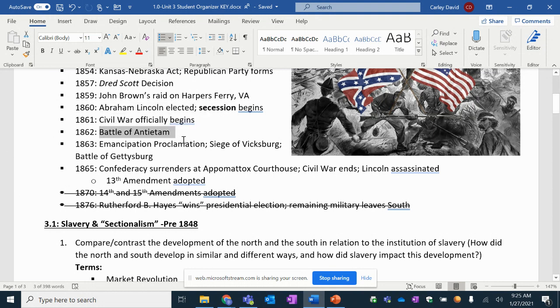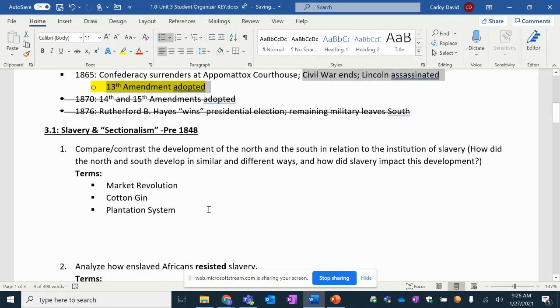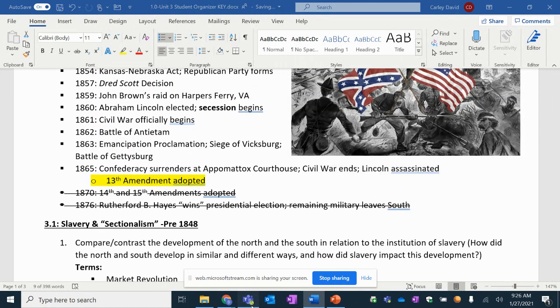That leads into the Emancipation Proclamation, Vicksburg, and the Battle of Gettysburg. Again, two very important key turning point battles, so make sure you understand what those are and why they're significant. By 1865, the Confederacy surrenders at Appomattox Courthouse. You have the end of the Civil War, Lincoln is assassinated, and you have the 13th Amendment adopted. I think that's a pretty important one, so make sure you know what that is. If you don't know, I'm going to do a quick run-through of the assassination, end of the Civil War, and the 13th Amendment.